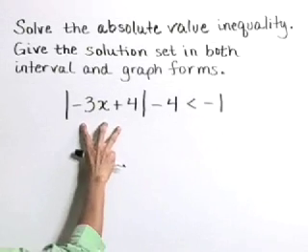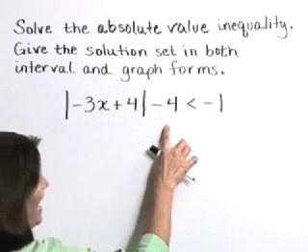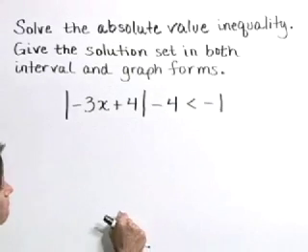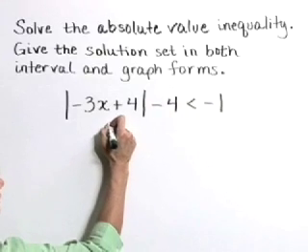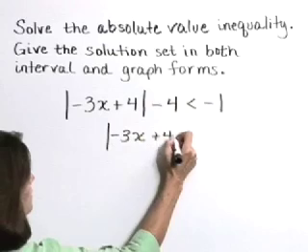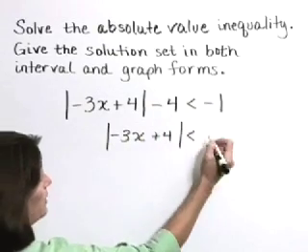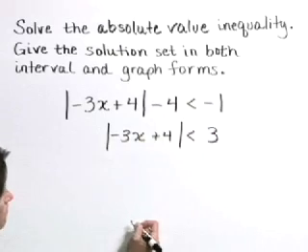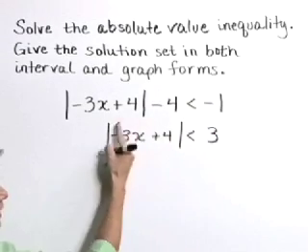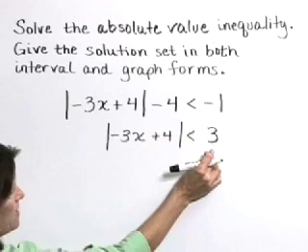Let's start by isolating our absolute value term. We'll do that by adding 4 to both sides. That cancels it off the left, giving the absolute value of negative 3x plus 4 is less than negative 1 plus 4, which is 3. Now we have the statement that this absolute value quantity is less than 3.